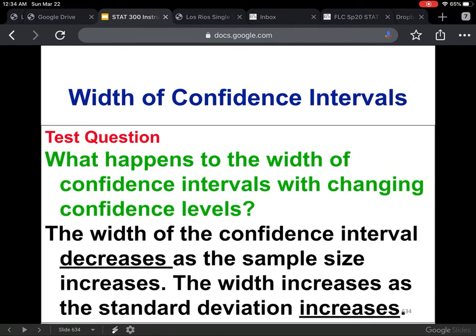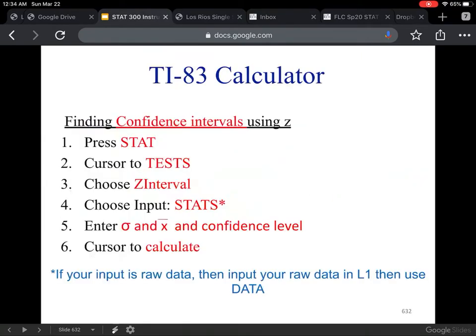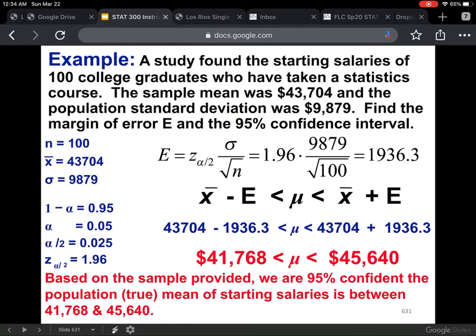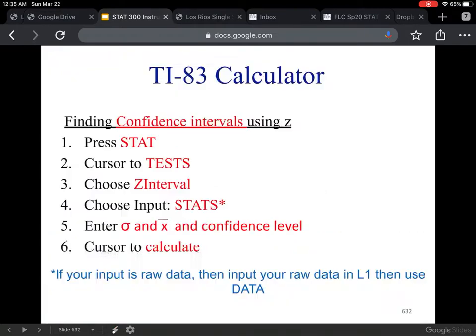And you can get the reason for that if you take a look back at the formula right here. As you increase the sample size, the overall fraction sigma over square root of n is going to be smaller. And so a smaller number times z, the critical value, is going to be a more narrow interval. The margin of error is going to be smaller because this denominator is bigger. For bigger sample sizes, the margin of error is going to become smaller.